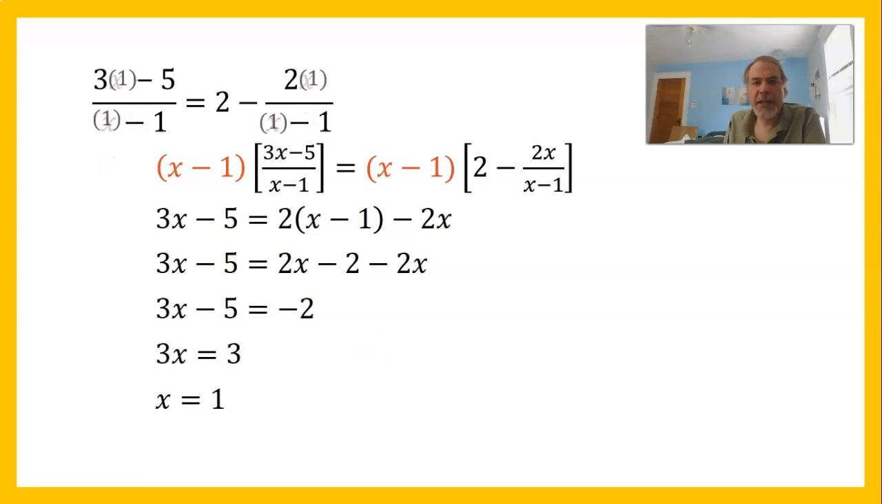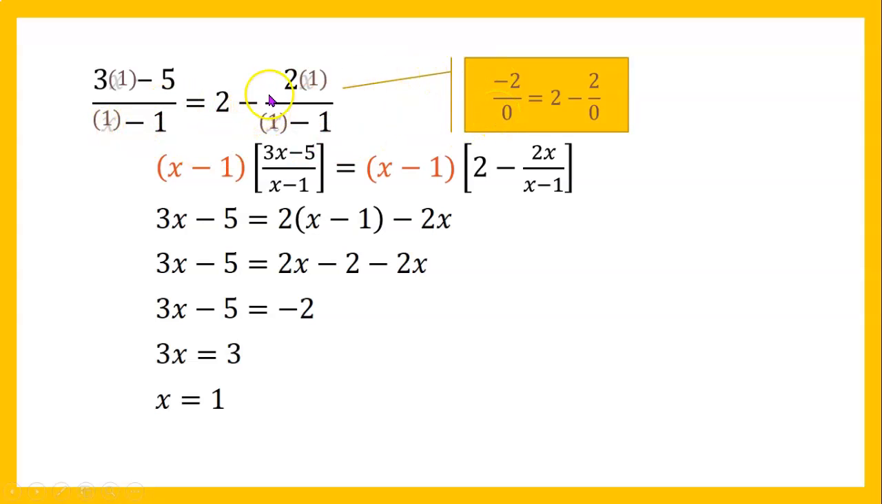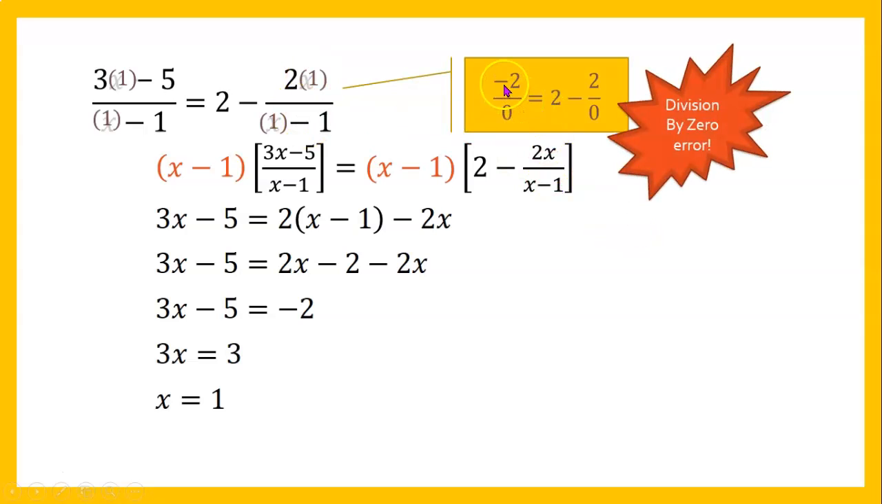But wait a minute. If we go back and put in 1 for x in the original equation, look what we get. 3 times 1 is 3 minus 5 is negative 2 over 1 minus 1 is 0 equals 2 minus 2 over 0. Wait a minute. You can't have a negative 2 over 0. That's a division by 0 error.